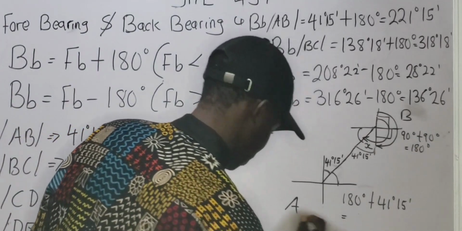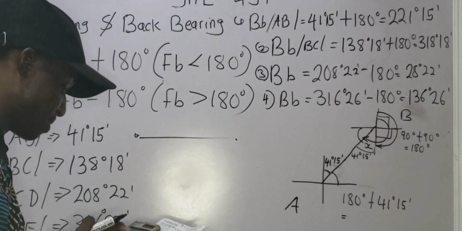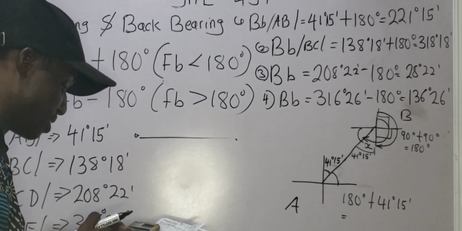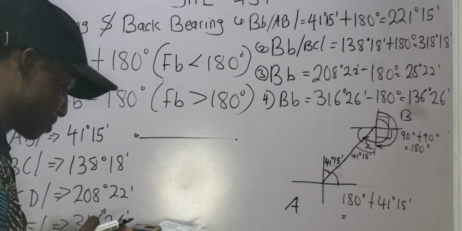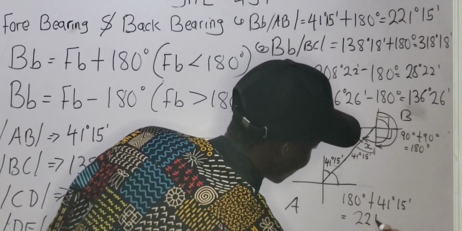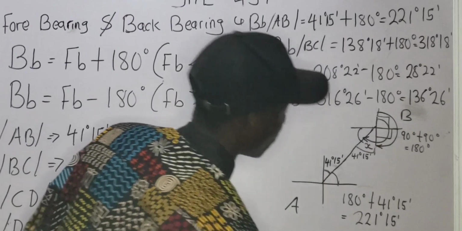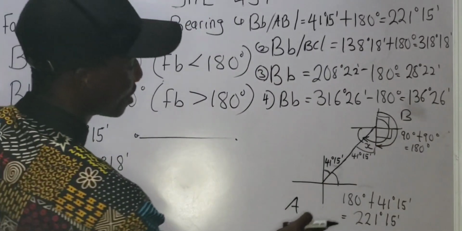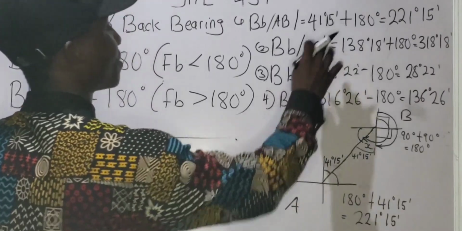I think something is wrong. Let me press it. 180 degrees plus 41 degrees 15 minutes. That is 221 degrees 15 minutes. So have you seen that we got the same answer when we make use of the diagram method and the formula method?